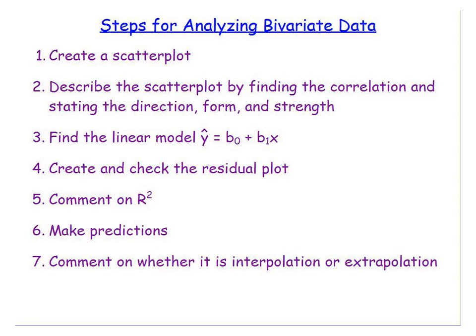So in this final lesson, we're just going to look at how to put all of Chapter 8 together. When you're analyzing what's called bivariate data, bi simply means two variables, the first step is always create a scatter plot. Then describe the scatter plot by finding the correlation and stating the direction, form, and strength. Those were things from Chapter 7.